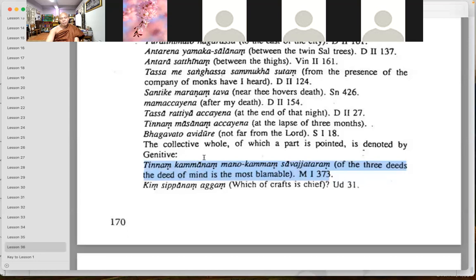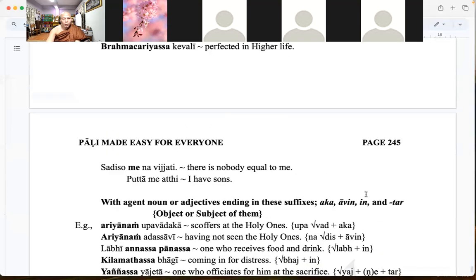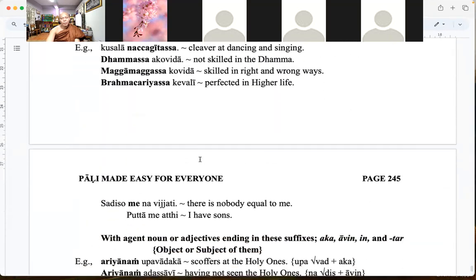So here, Deinana Gamana. That is a collective whole of which a part is pointed out. That one can be simply understood. At the very beginning we introduced the possessive relation, and other case meanings, genitive words, adverbs. So that one is under relation. A group of things, or a part of those, and so on. So we call it the whole-part relation.